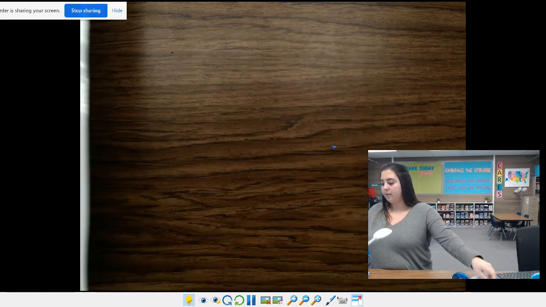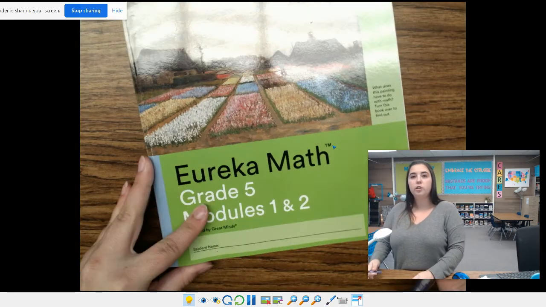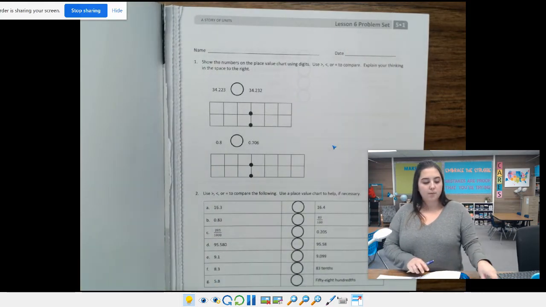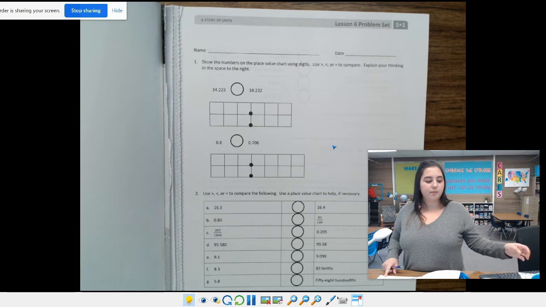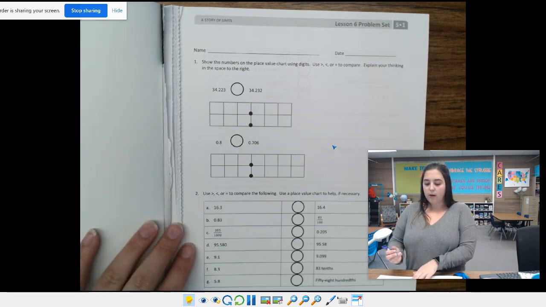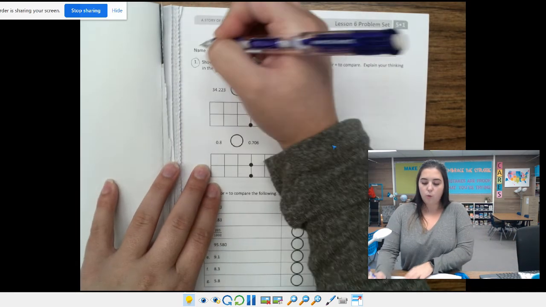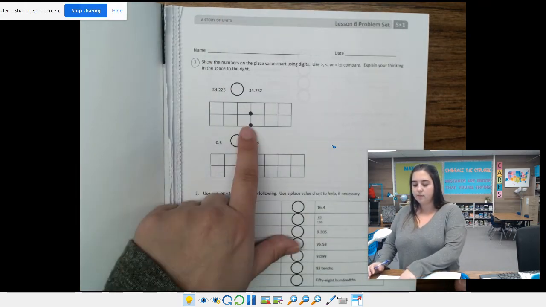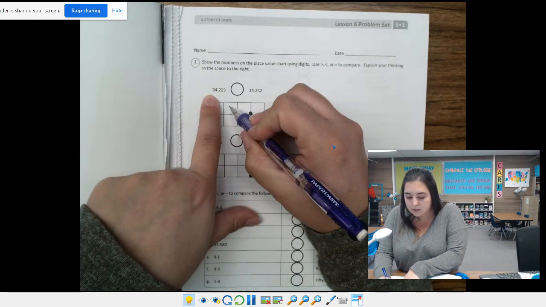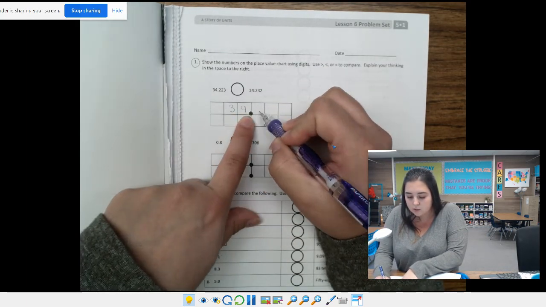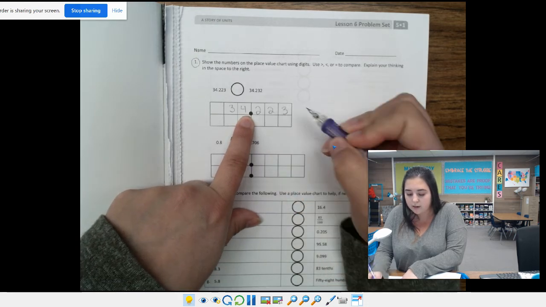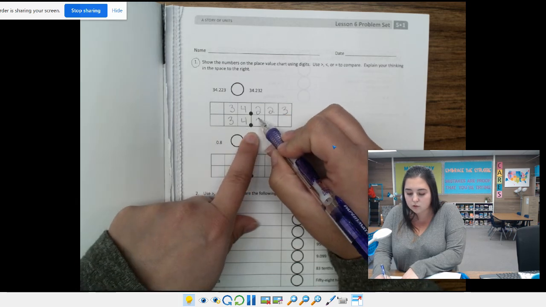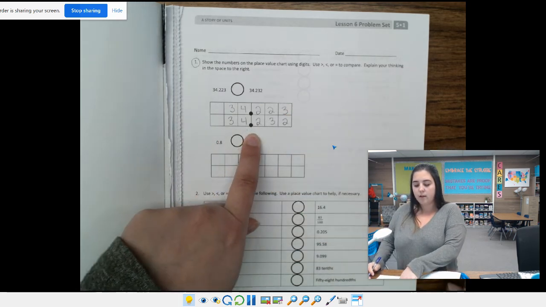Let's do a little bit of practice with that. So open up your blue Spire Learn book to lesson 6 problem set. That's on page 43. And the problems I'd like you to start with. Solve question 1. So it says show the numbers on the place value chart using digits. So write down these numbers. It was 3, 4, decimal 2, 2, 3. And the second number is 3, 4, decimal 2, 3, 2.